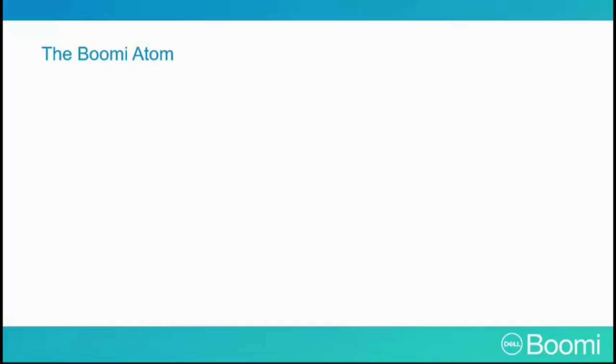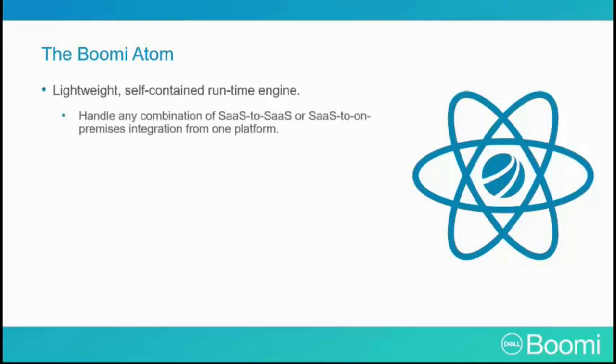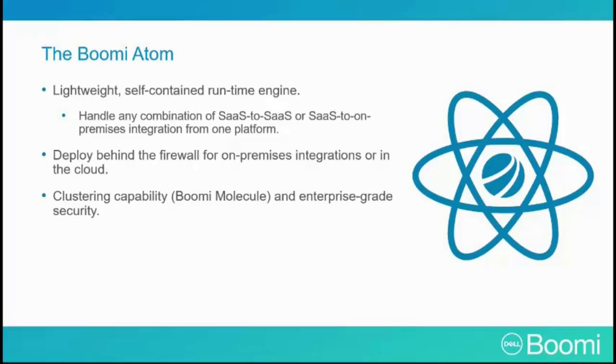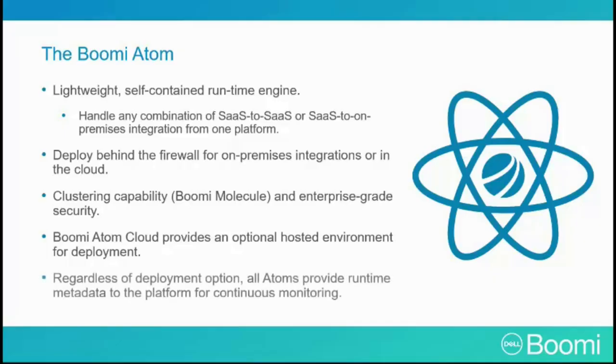With our endpoints configured, it's time to learn more about the runtime engine that runs our process, the Boomi Atom. The Boomi Atom is a lightweight, self-contained runtime engine. It can handle a combination of SaaS to SaaS or SaaS to on-premise integrations from one platform. We can deploy it behind the firewall for on-premise integrations or in the cloud. It provides clustering capability through the Boomi Molecule and enterprise-grade security. The Boomi Atom Cloud provides an optional hosted environment for deployment. Regardless of the deployment option, all Atoms provide runtime metadata to the platform for continuous monitoring.